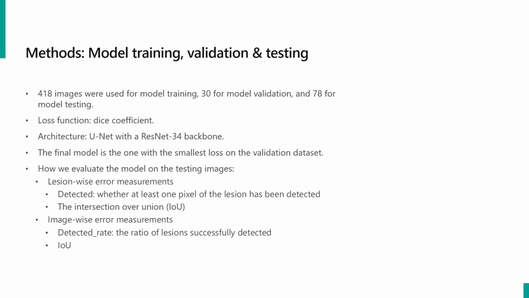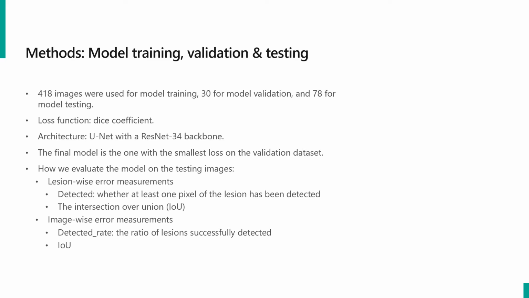480 images were used for model training, 30 for model validation and selection, and 78 for model testing. The loss function is the dice coefficient. The architecture is the UNet with a ResNet34 backbone. The final model is the one with the minimum loss on the validation dataset.